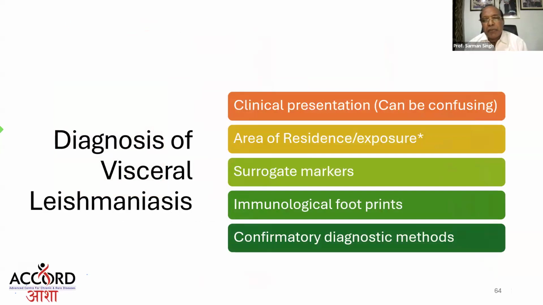Now, the diagnosis, I will not go into detail because, of course, the clinical presentation is very important, but it can be confusing. The doctor has to take into account the area of residence and exposure. And then, obviously, there are several surrogate markers which are not specific. And then, of course, immunological footprints one has to look into. And then confirmatory diagnosis, which I will dwell upon. Next, please.